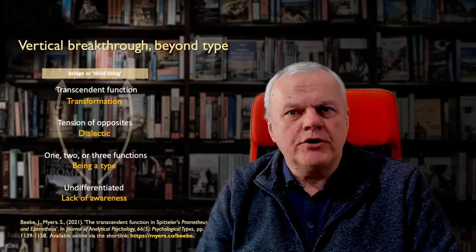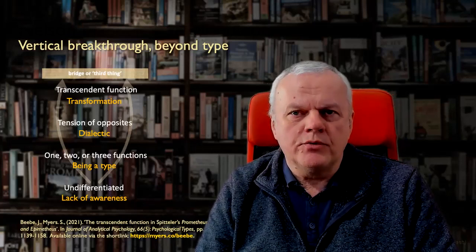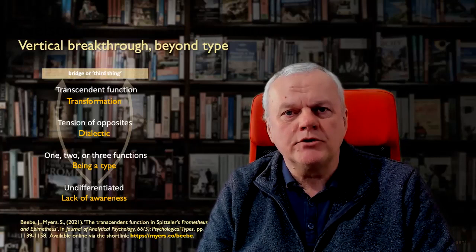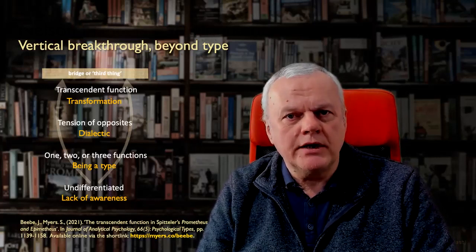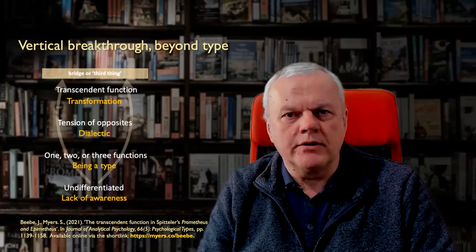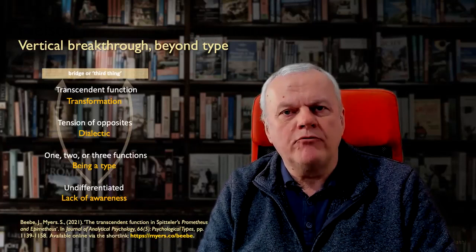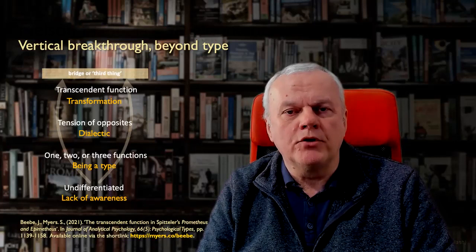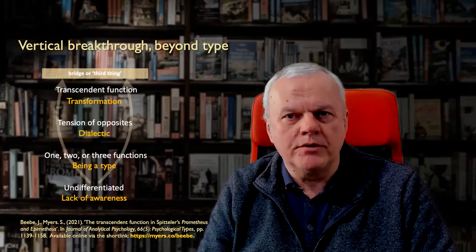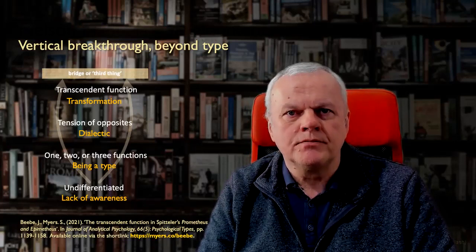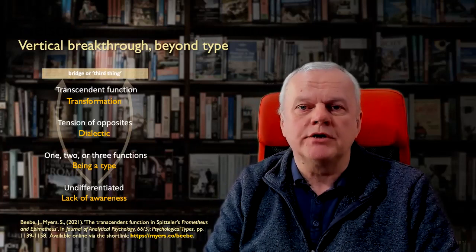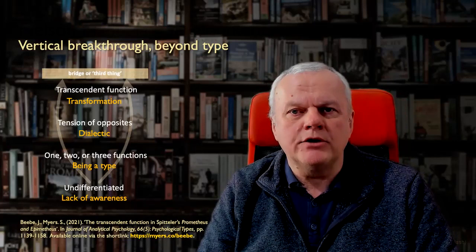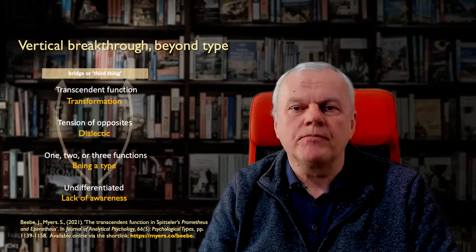The theme of this year's conference is breaking through with type. I'm going to look at breaking through in 2 ways, breaking through vertically and breaking through horizontally. What I mean by vertical breakthrough is that we can go beyond our own typology to develop the transcendent function. This diagram represents the vertical development that Jung described in Psychological Types, mainly in chapters 2 and 5.